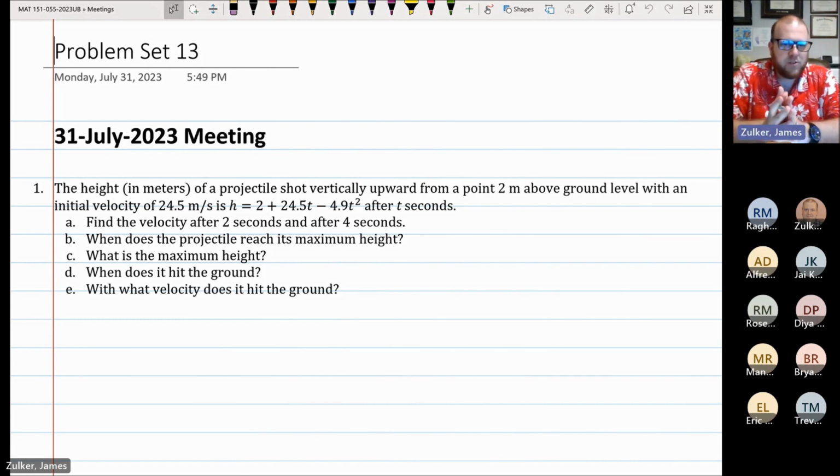There's a few things we want to do, right? First, it asks us to find velocity after 2 seconds, and then after 4 seconds. We're asked to determine when the projectile reaches its maximum height. Asked what is this maximum height? Right, then we're asked to determine when it hits the ground and with what velocity is it going to hit the ground.